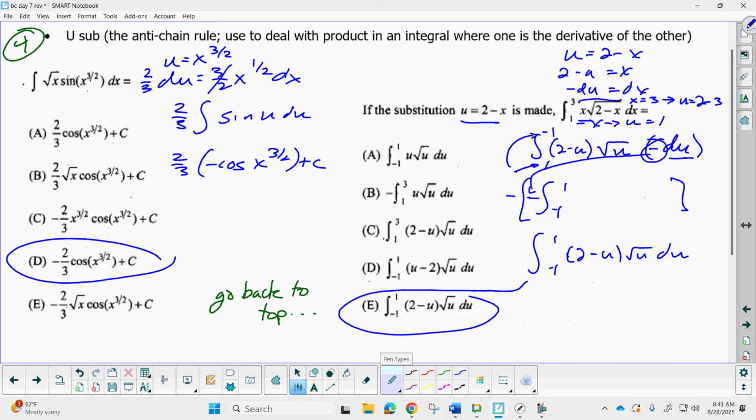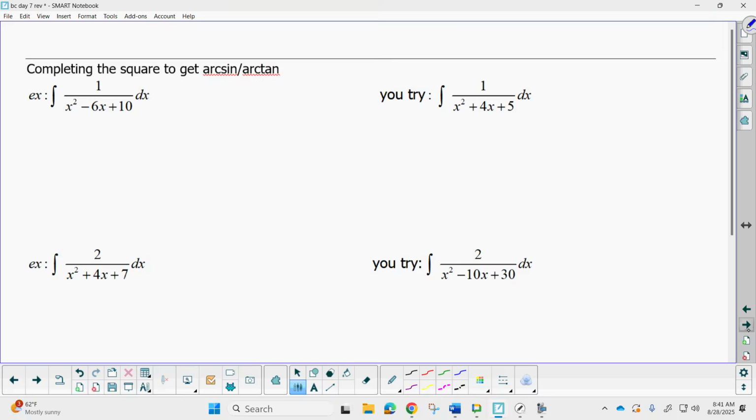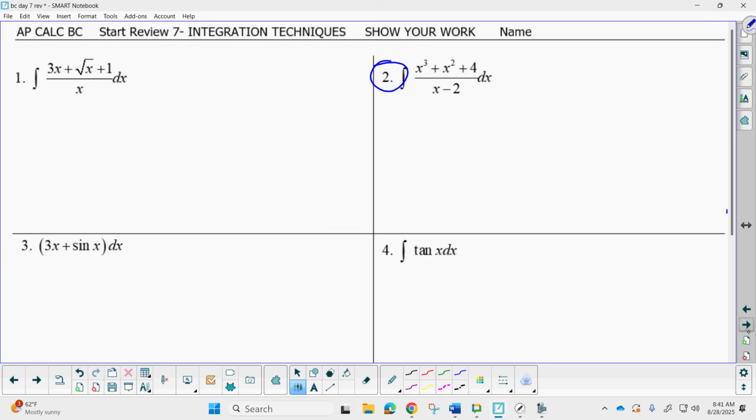Go back up to the top. I am giving you the antiderivative of tangent. Prove it. Find the antiderivative of tangent. Oh, this is on the homework? Let's do that instead. Forget that. That's already on there. Go to the homework. Do 4 in the homework. Why not just do that now? Good idea.